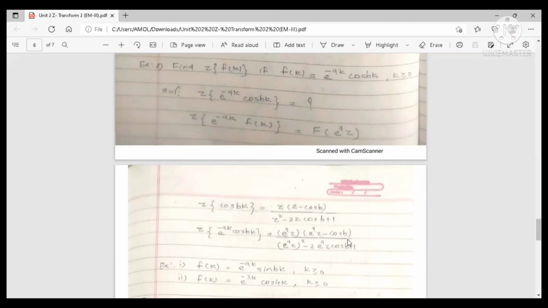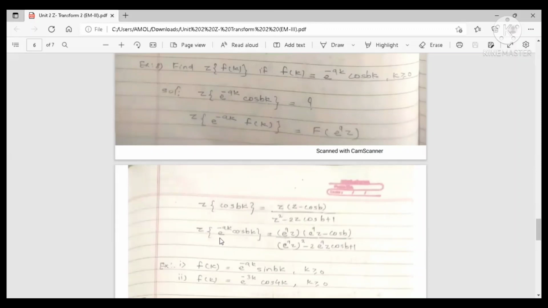This Z transform is found using the formula of the standard sequence cos alpha k. In place of alpha here the term is b. We have already discussed in the first lecture of Z transform the Z transform of some standard sequences. There we discussed the formula of the Z transform of the cos sequence. We are using that formula here.